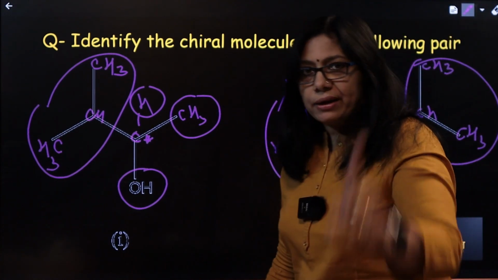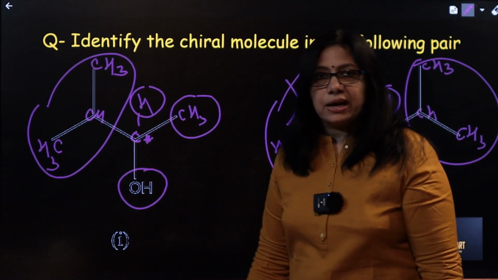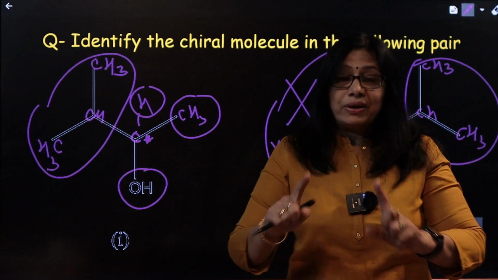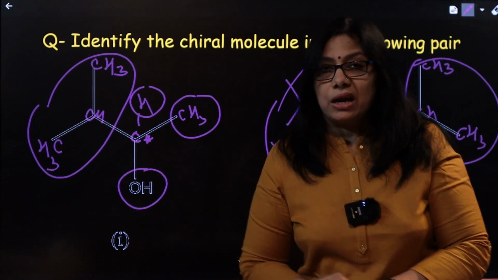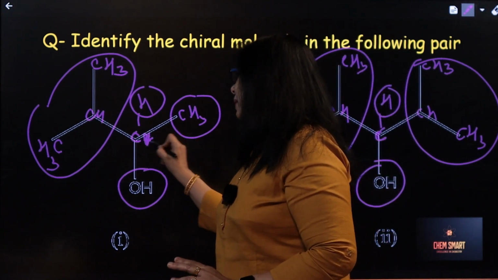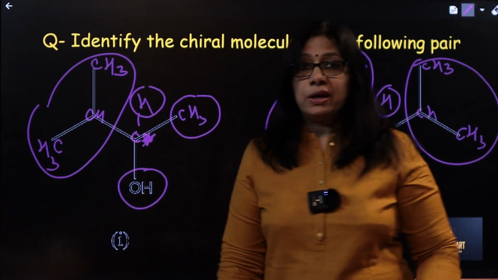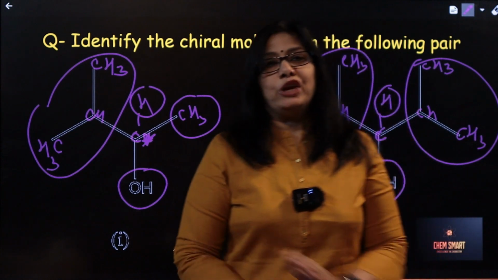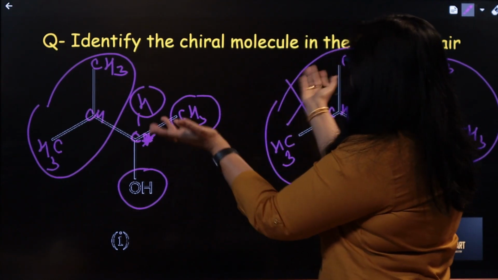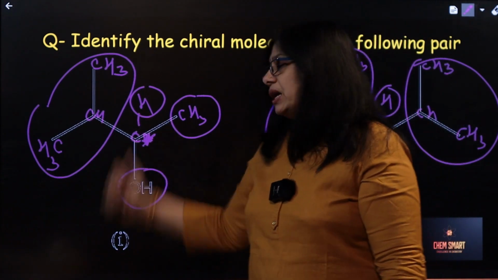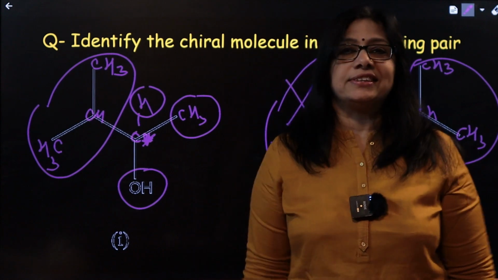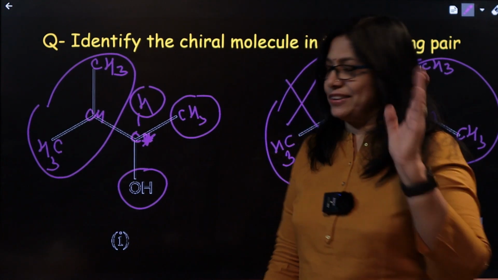So this is not optically active. It is not chiral, whereas this molecule is chiral, and it is always better, even though you identify the chiral molecule, to present that chiral center by putting a star or asterisk. Better presentation if you aim for perfection. Clear? Even though they haven't asked, they have asked you which is the chiral molecule. We identify the chiral molecule, but one step ahead, mark the chiral center. Understand? Great.